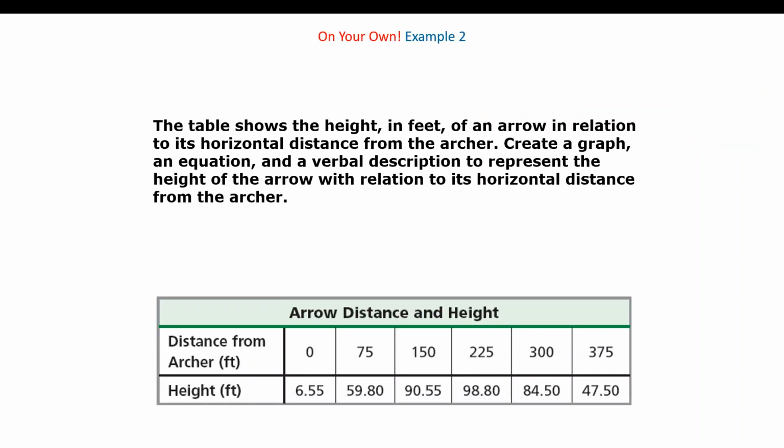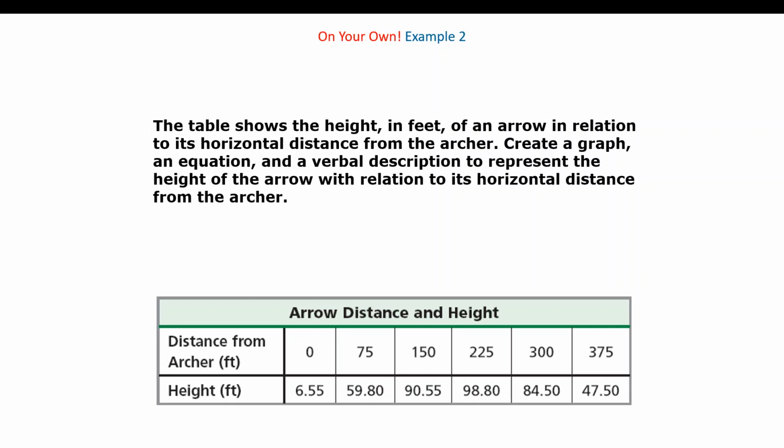All right, try this problem on your own. Turn the video off and give it a try. All right, so this table shows the height in feet of an arrow in relation to its horizontal distance from the archer. Create a graph, an equation, and a verbal description to represent the height of the arrow with relation to its horizontal distance from the archer.